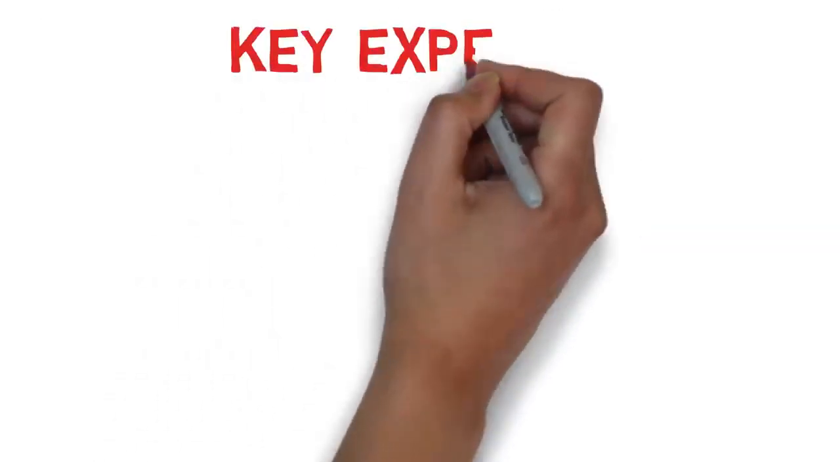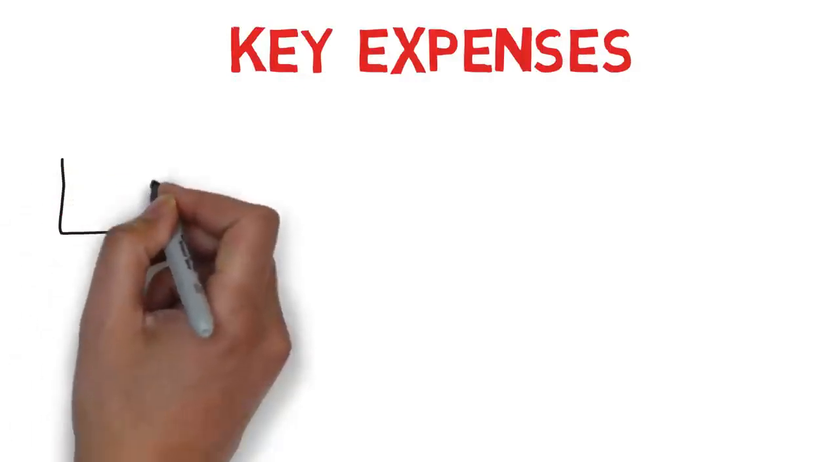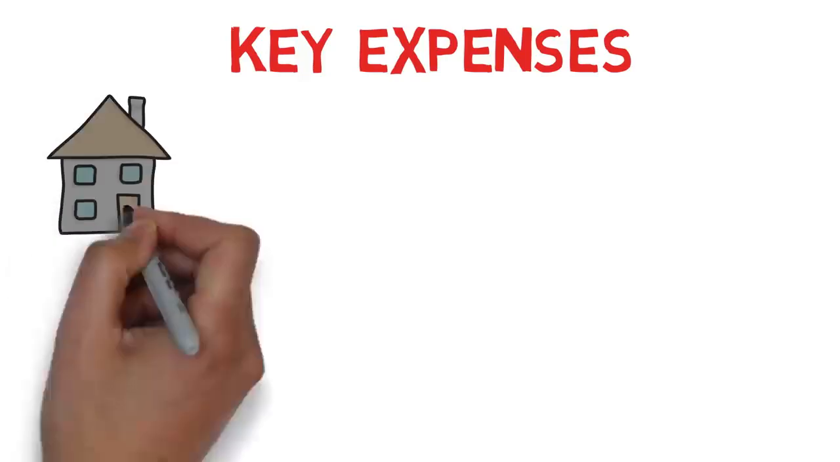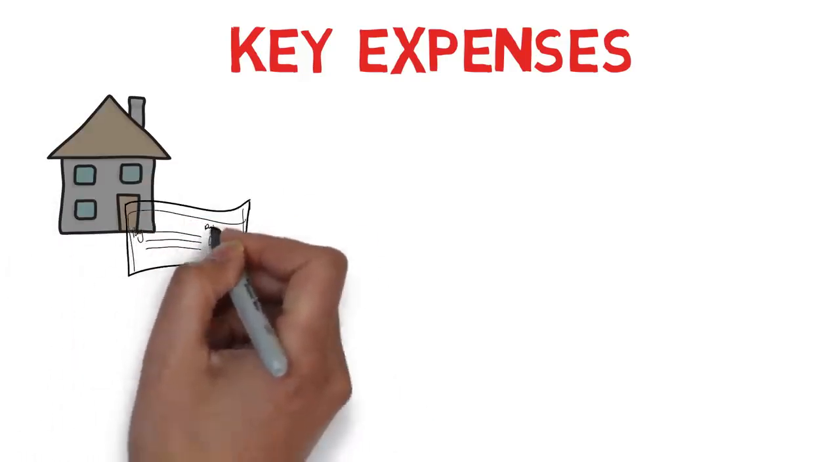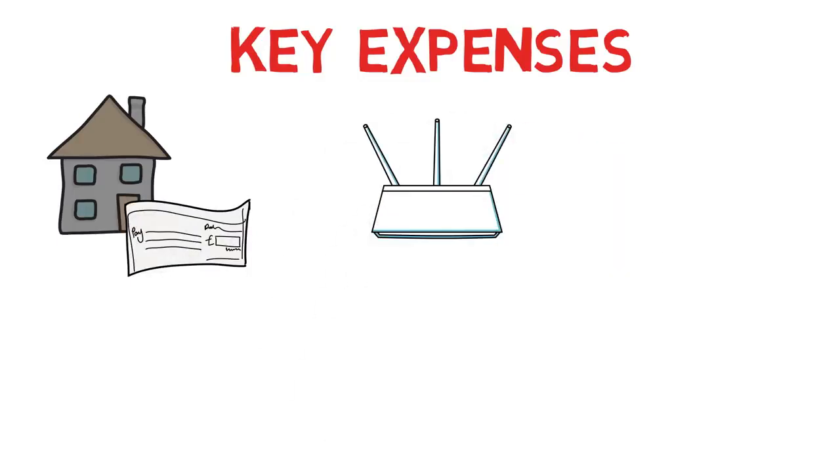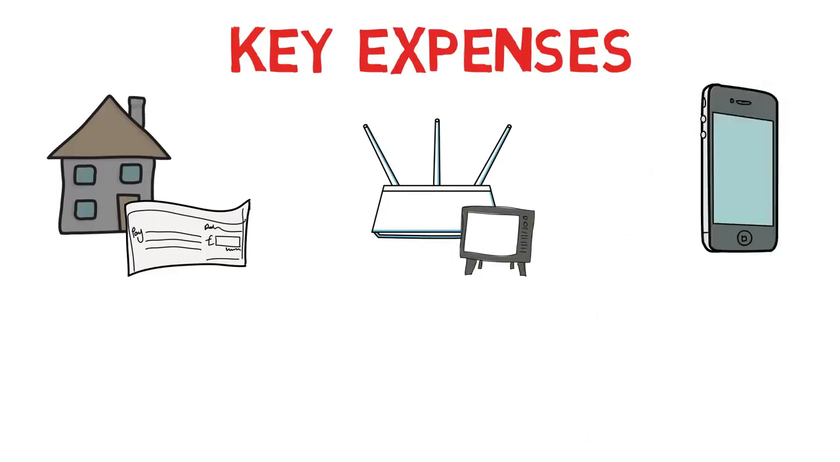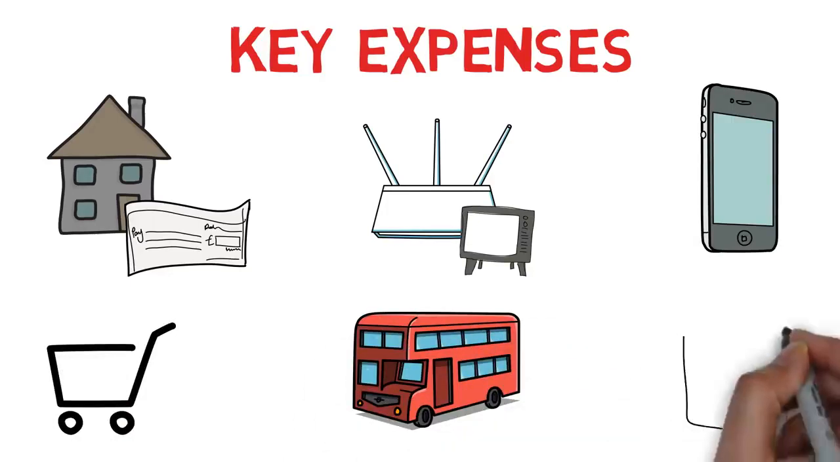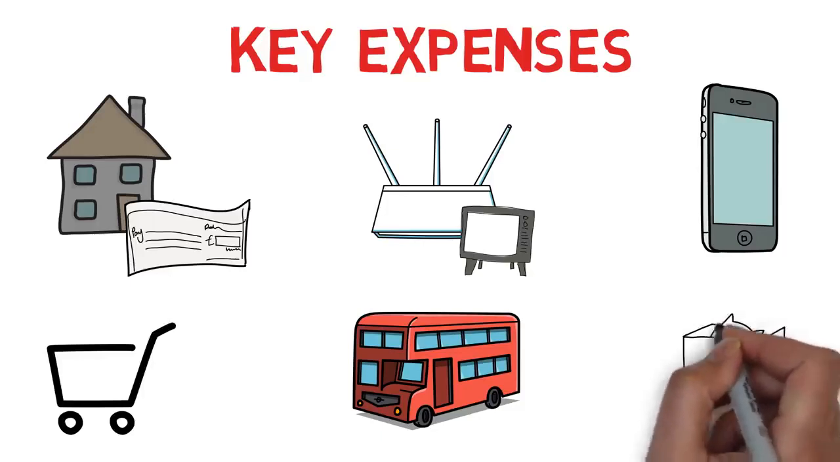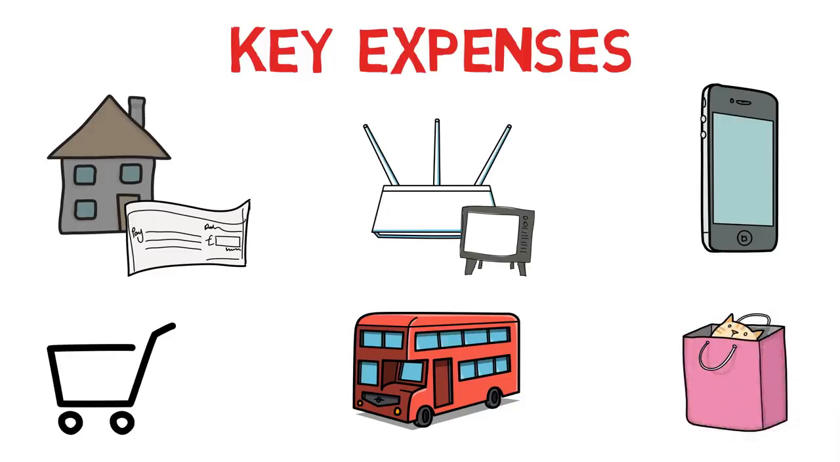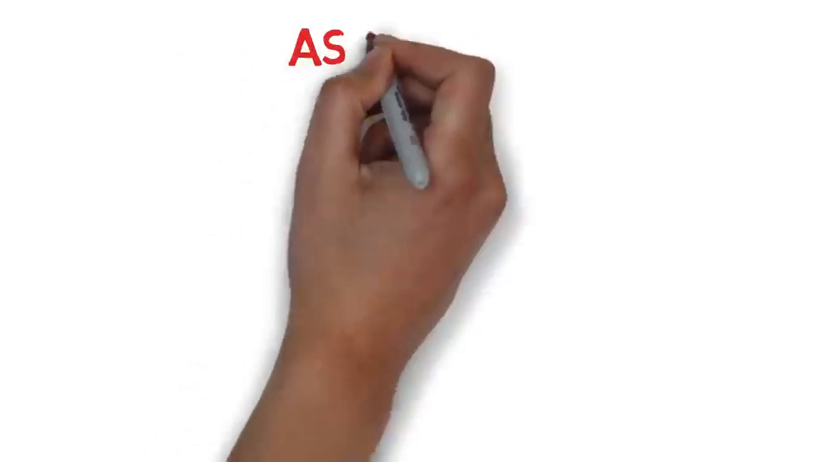Okay, so let's first of all talk about the key expenses. The biggest expense is your house rent, so we'll talk about it. We'll also talk about the hydro bills, the bills of your television and internet, and your mobile bills as well. Your grocery shoppings, your transportation, and miscellaneous expenses like gym, probably some shopping or movies, entertainments have also been covered in this video.